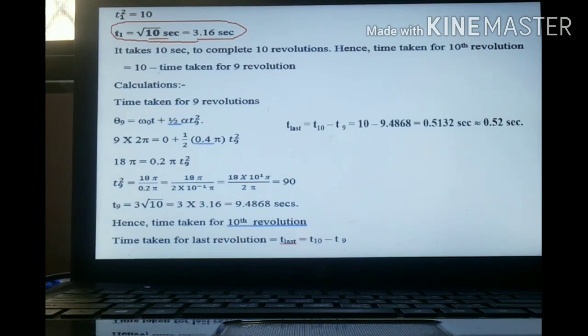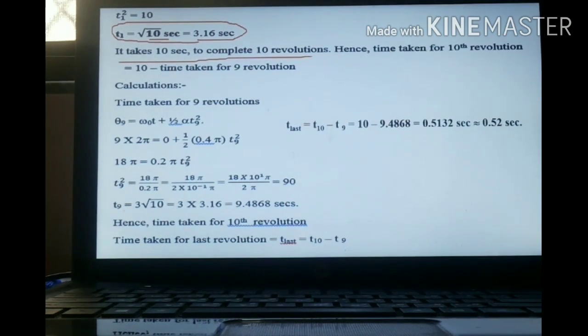It takes 10 seconds to complete 10 revolutions, which we have already found out. Hence time taken for the 10th revolution, 10th meaning last revolution, is the time for 10 revolutions minus the time required for the 9th revolution. So we have to find out now the time required for the 9th revolution.